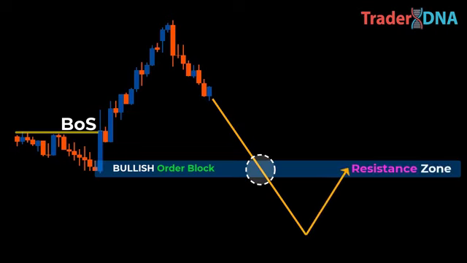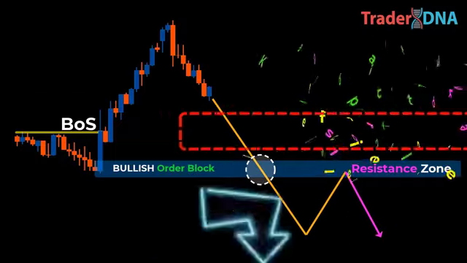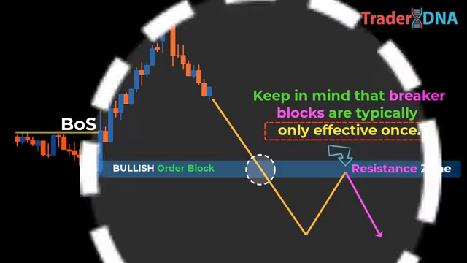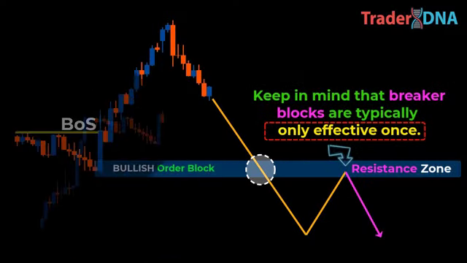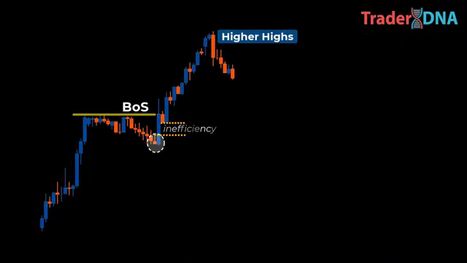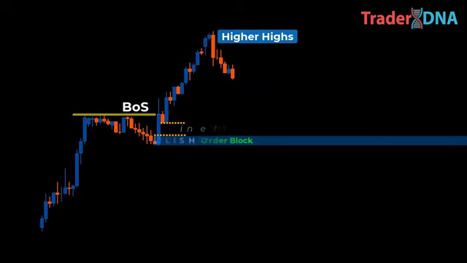This gives us a chance to enter a short position at the breaker block. Keep in mind that breaker blocks are typically only effective once. After the price breaks and retests the level, its usefulness usually ends. Let's break down an example. In this chart, the price moves sharply upward, creating inefficiency and making higher highs. This allows us to mark an order block.